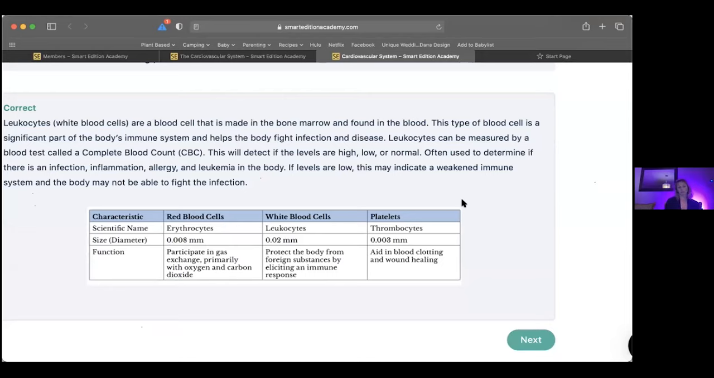And we will get into this shortly, but blood has three formed elements, which are the red blood cells, the white blood cells, and platelets. And each element has different duties, and we'll get into that a little bit later.